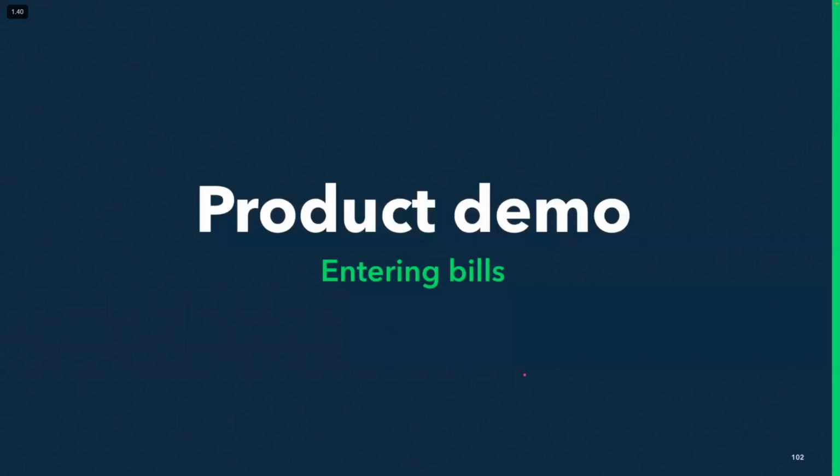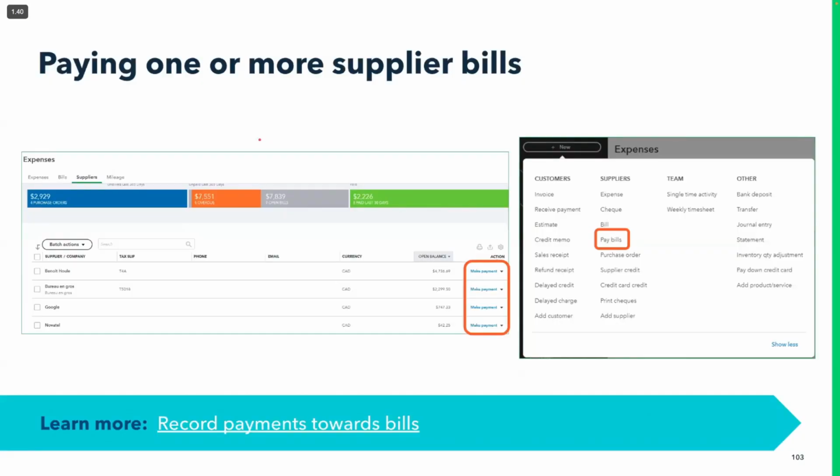Let's head back and talk about the next element, which is paying a bill. So maybe we want to pay one or more supplier bills. We can do so from our expenses center, go to our supplier. We could batch action that. So we could choose the accounts and make payment. Or individually, we could just go to the one particular supplier and click the make payment. Or we can go to our plus new button, and in our supplier column, we can choose pay bills.